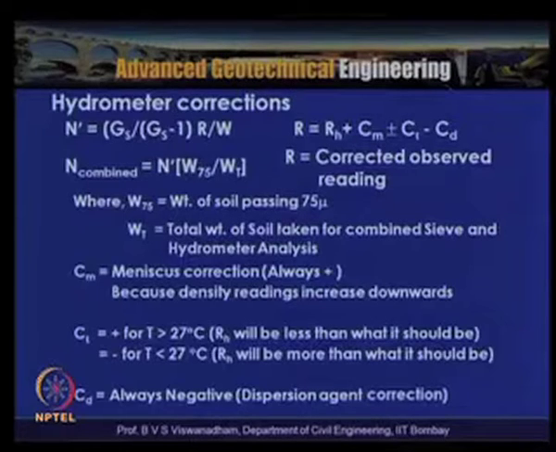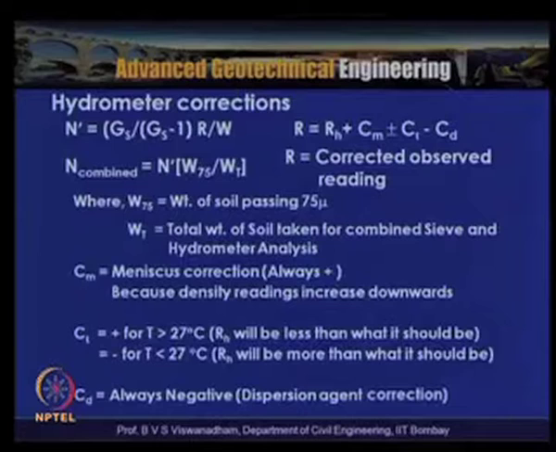So, N combined, that is if you have performed a sieve analysis, and if the percentage of the fines is say more than 12%, then the total soil taken for gradation, that is Wt, and total soil passing 75 micron in a given soil mass which is taken for sieve analysis, and N combined can be obtained by getting N dash by using GS by GS minus 1 into R by W, and then substituting in N combined is equal to N dash into W75 divided by Wt, you will be able to get the N combined.